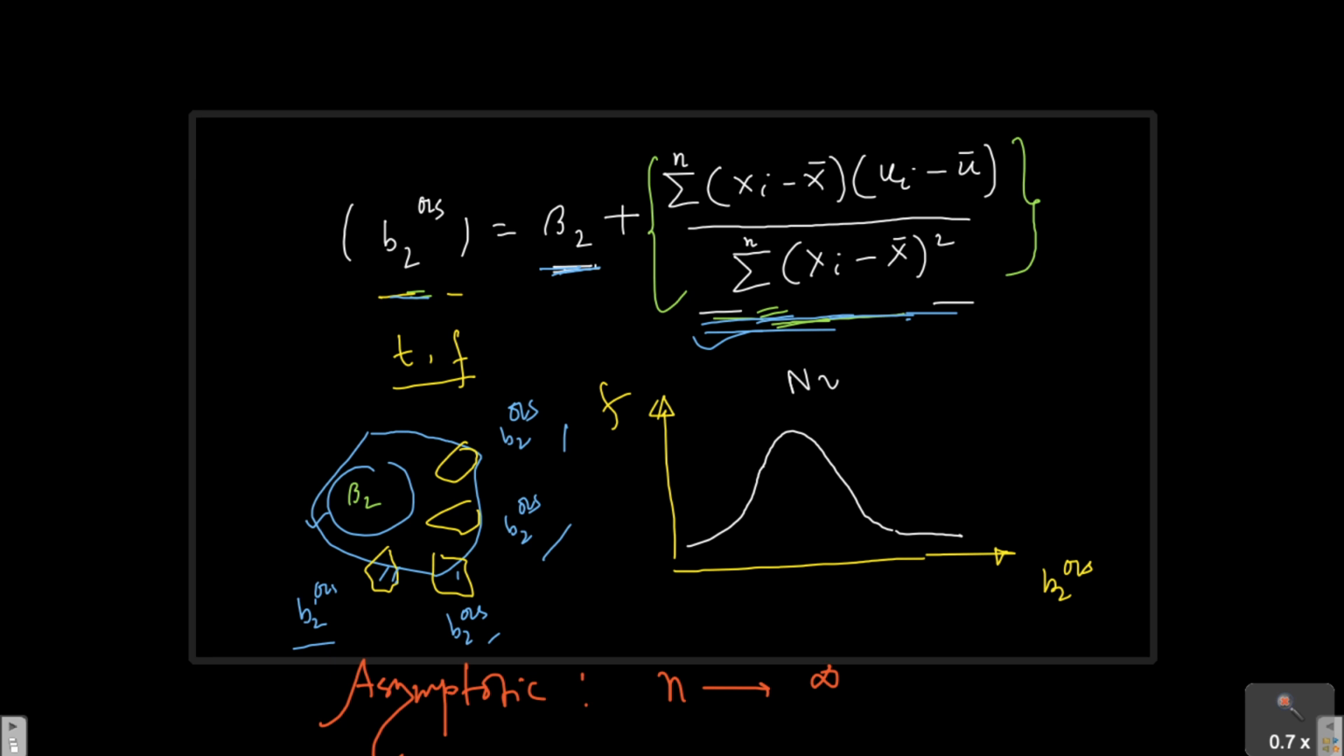Now we know for a fact that if n is large or if n is increasing, my distribution of B2 OLS will come closer and closer to the true value of beta, or beta 2 here. So I will have a narrower and narrower distribution of B2 OLS, which is going to be close to our true beta 2, okay? So if I increase n to infinity, I am going to get a better estimate. Now that is important.